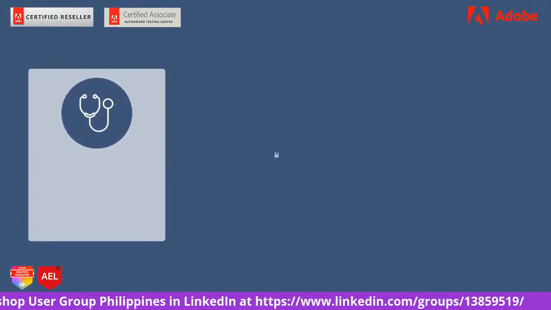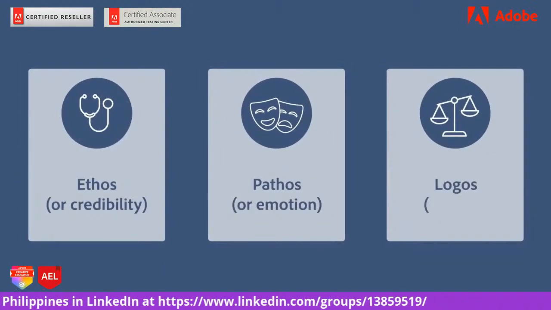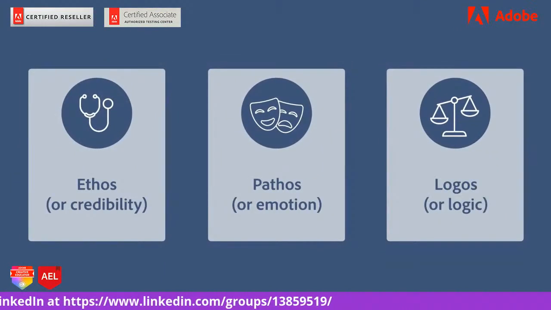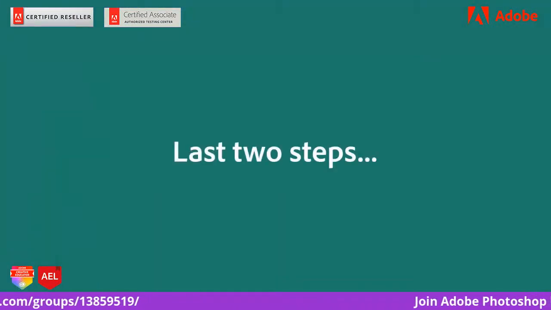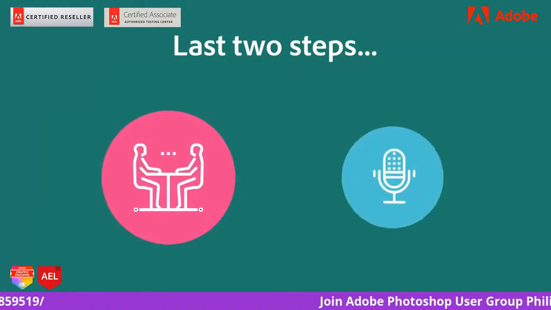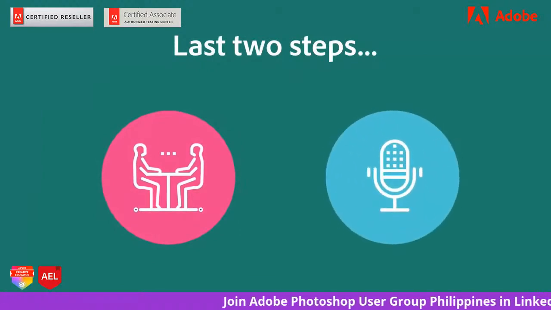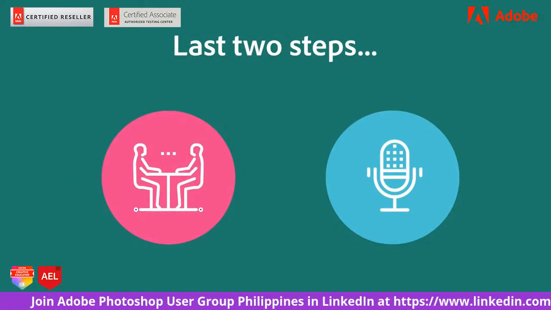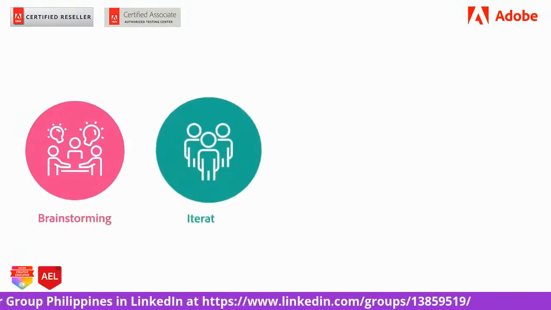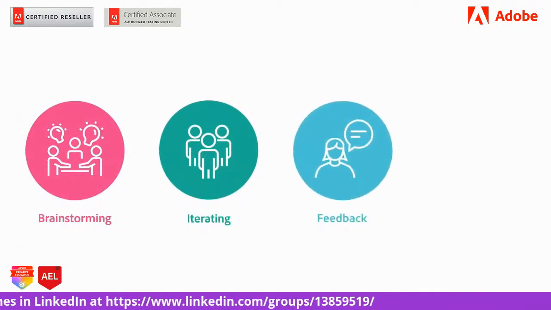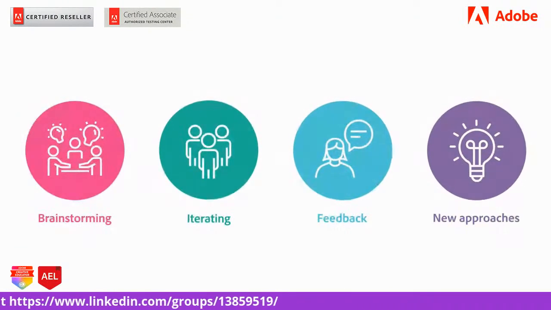Next, students carefully analyze the rhetorical moves that authors make in a podcast by drawing on learnings from the previous activity. In the last two steps, students prepare to create, script, and interview for their own podcast, building on what they've learned. By the end of the unit, students have developed the skills and components they need to create their own unique podcast, including brainstorming, iterating, giving and receiving feedback, and trying new approaches.